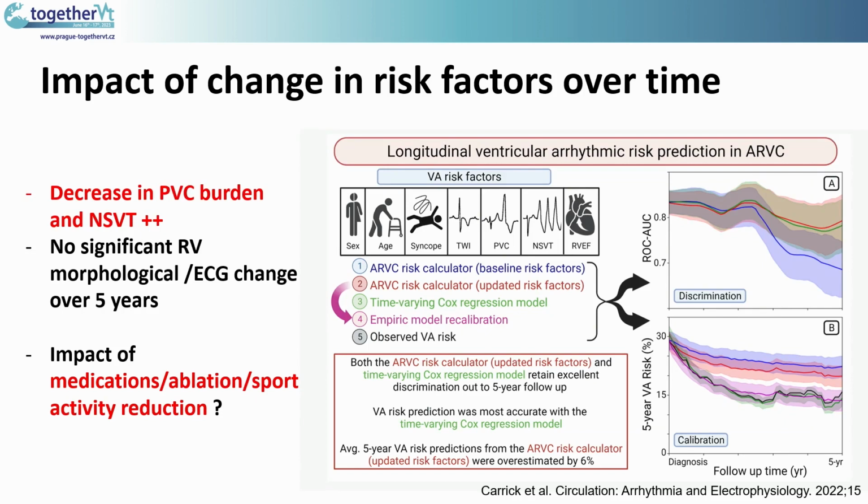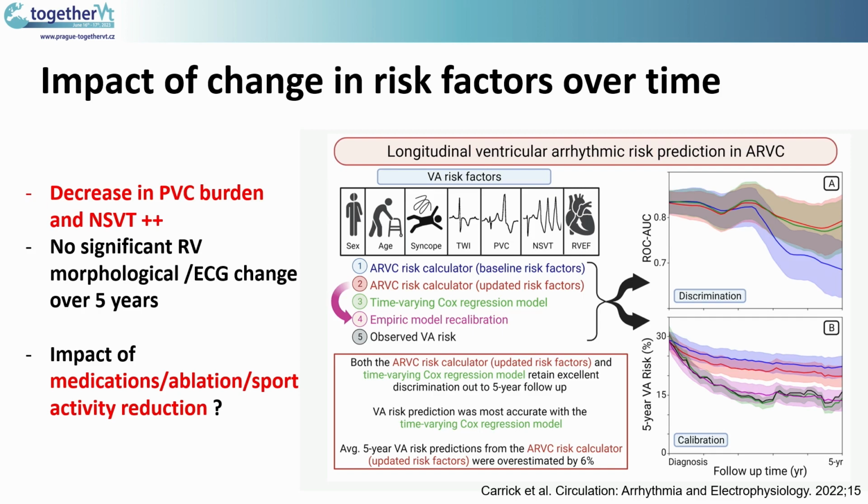Another very important thing is that there may be an impact of the change of risk factor over time. This is a very important publication provided by the Johns Hopkins group that shows that the risk factor changes over time, and that they show a decrease in the PVC burden and the non-sustained VT over time. They found no difference in the morphology or the ECG. And this may be due to the impact of medication, maybe ablation, or the sport activity reduction.